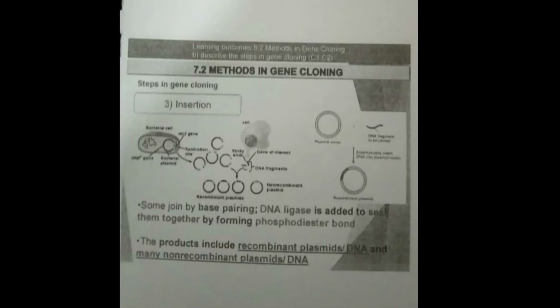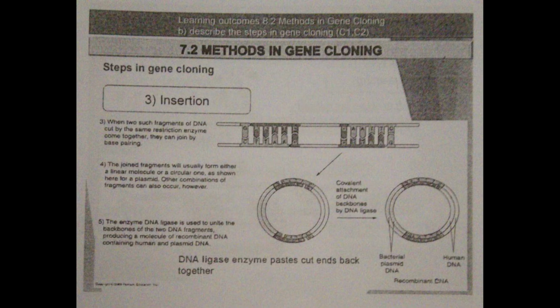Once joined by base pairing, DNA ligase is added to seal them together by forming phosphodiester bonds. When two such fragments of DNA cut by the same restriction enzyme come together, they can join by base pairing, while the enzyme DNA ligase is used to unite the backbones of the two DNA fragments, producing a molecule of recombinant DNA containing human and plasmid DNA.